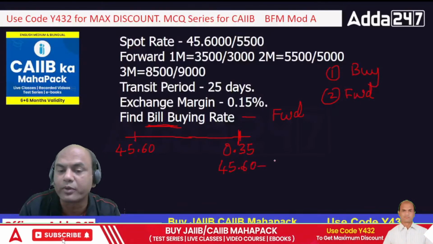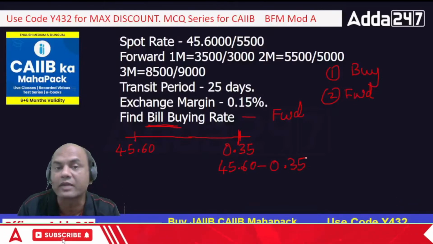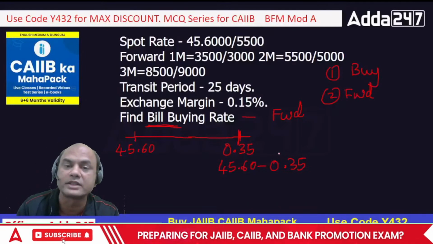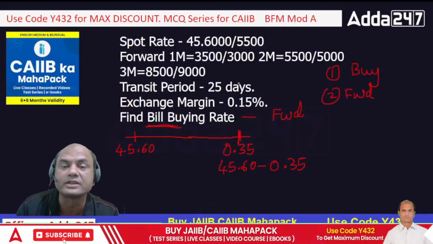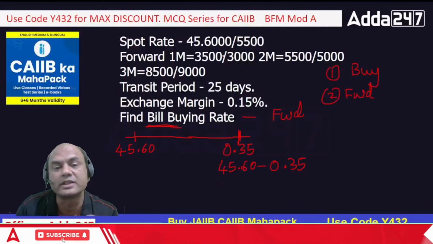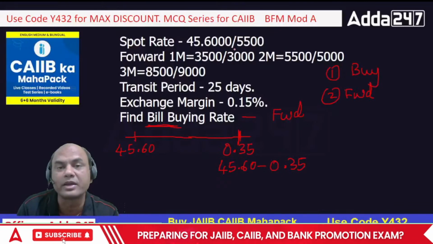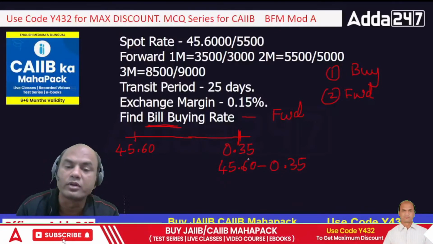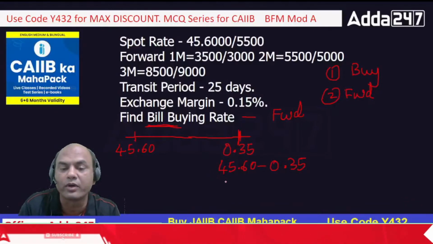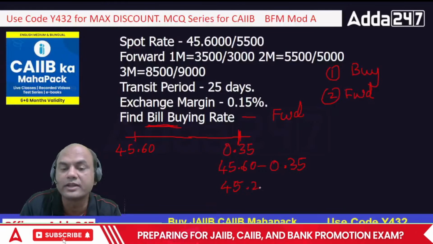45.60 minus 0.35. You'll ask me why minus? Check my earlier video. I told you in the first problem, if it is a discount, then it is minus. Is this currency in discount? Yes, 35/30, the right side is lesser. So this currency is in discount. So do this. What is the answer? 45.25. This is my answer.